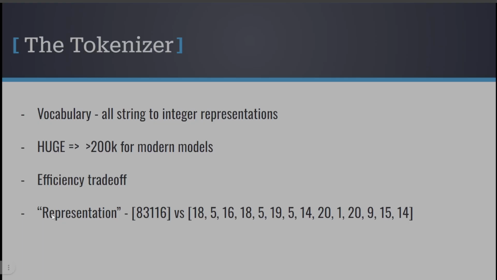For example, let's take the word representation, which the Qwen tokenizer represents as 83116. And let's take some made-up tokenizer that does one character per token. So it takes R, makes it into a token, takes C into a token, and so on. It would be this very long sequence, both the same word, just different tokenizers.